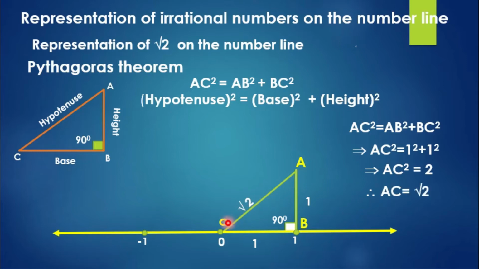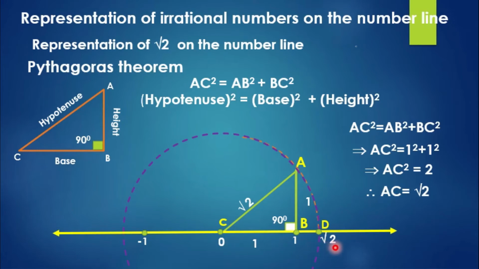Now with AC as radius and C as the center, cut an arc or you can draw a circle on the same number line with the help of a compass and name the point as D. AC is the radius of the arc and hence CD will also be the radius of the arc whose length is square root of 2. So length or radius of AC is square root of 2 and radius or length of CD is square root of 2.